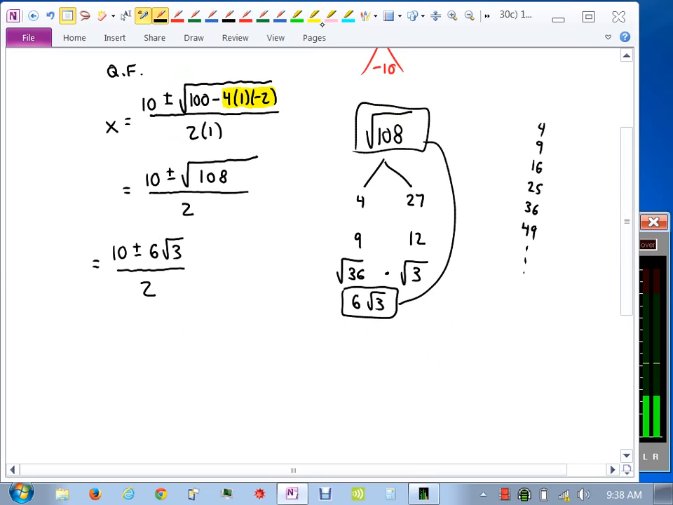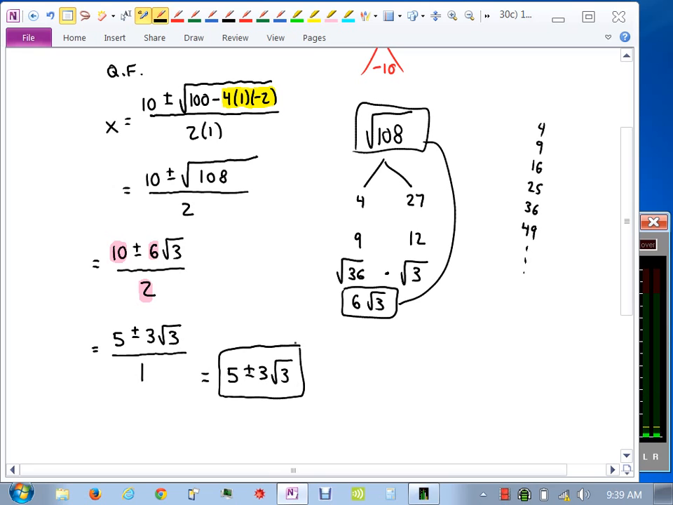And now one last step. All of these numbers are divisible by 2, so I'm going to reduce everything by 2. 2 goes into 10 5 times. 2 goes into 6 3 times. The root 3 stays there. Then on the bottom, 2 goes into 2 1 time. Now I don't technically need to write the 1 on the bottom, so I can just put 5 plus or minus 3 root 3. That's what we're looking for.